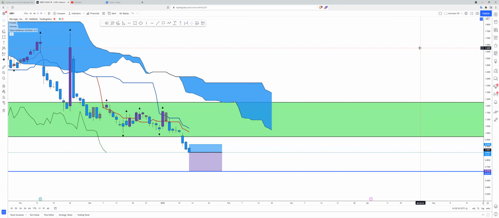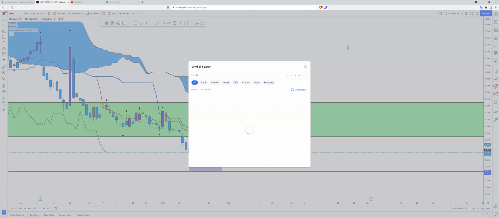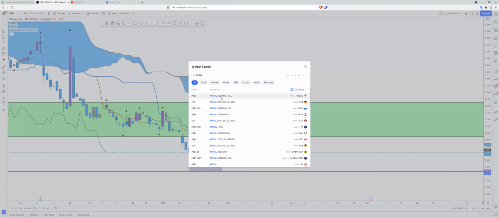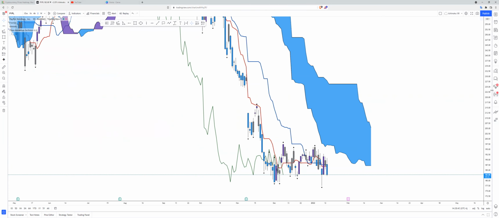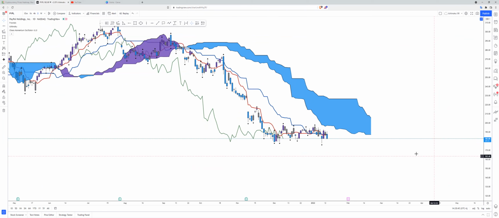Can we look at PayPal? PayPal, okay, sure. Are you invested in PayPal? I'm not. I'm very bearish on that. But let's see how PayPal is looking.